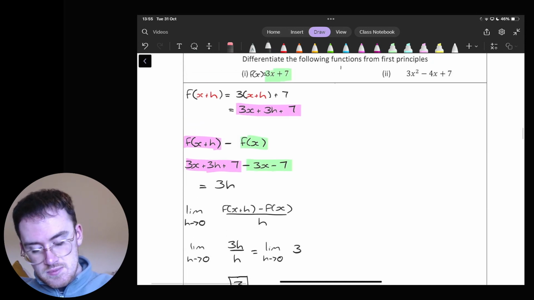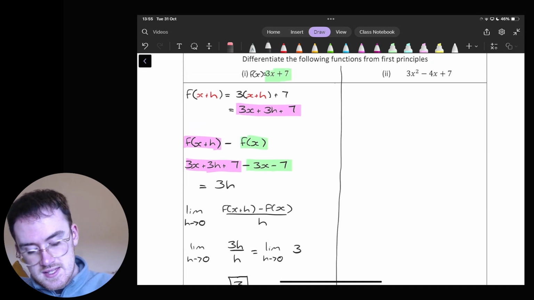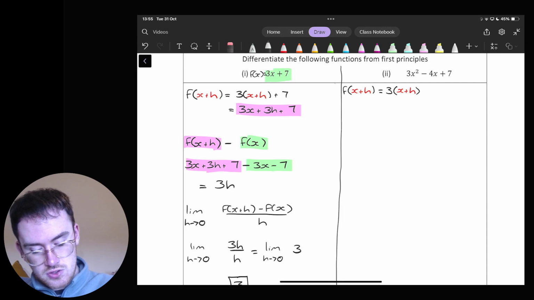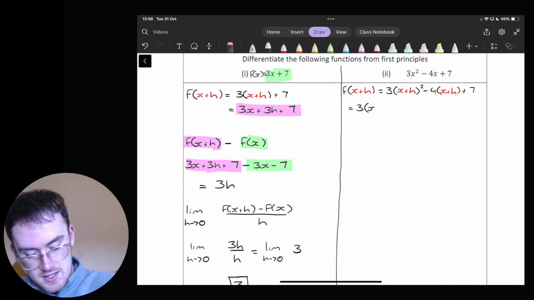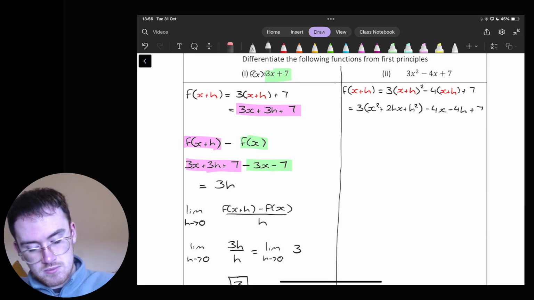Looking at my second example here, a little bit more involved in this case, let's start the same way again by finding f of x plus h. So I'm just going to sub that in everywhere that I see x here. I have a quadratic, so I have some squared terms to watch out for here. x plus h, plus 7. So let's get ready to evaluate. So x squared plus 2hx plus h squared, minus f of x, minus 4x minus 4h plus 7.